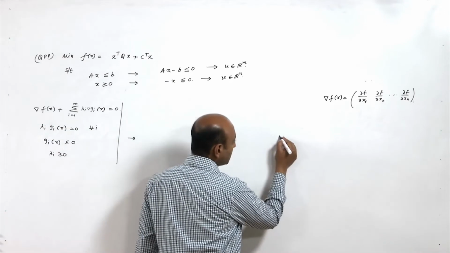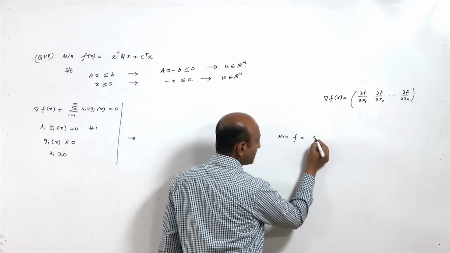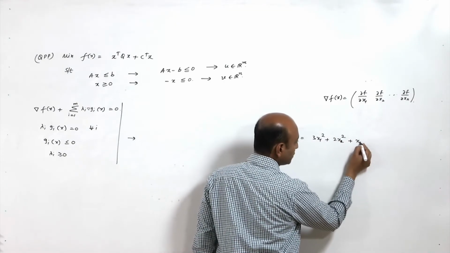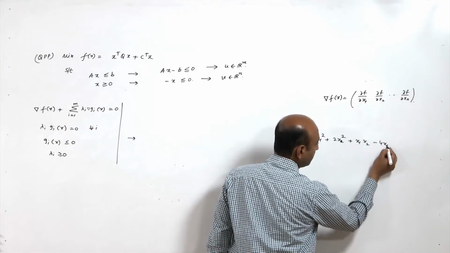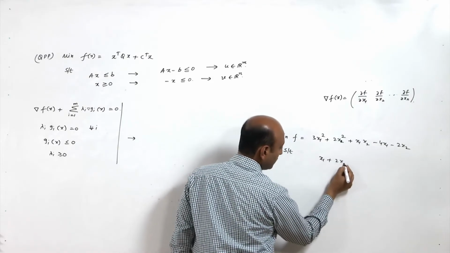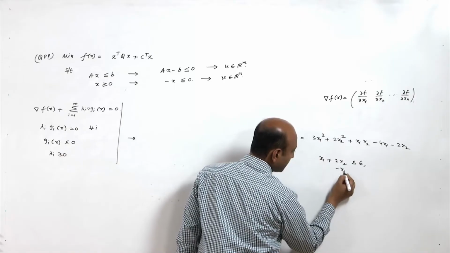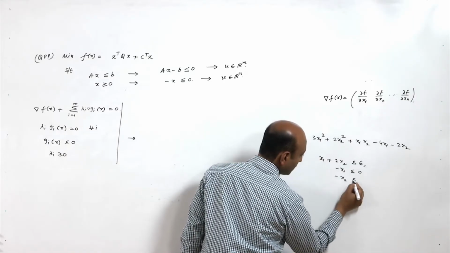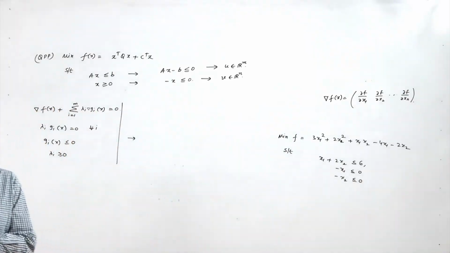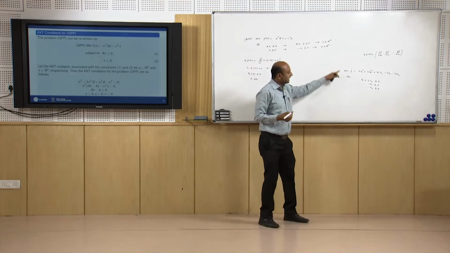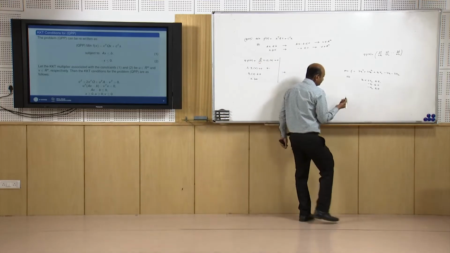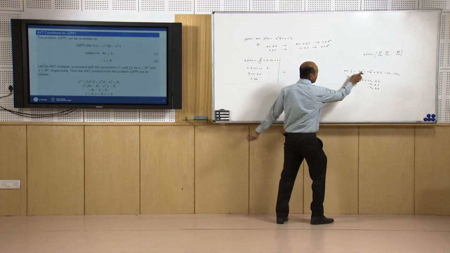Suppose the objective function is minimum of 3x1 square plus 2x2 square plus x1 x2 minus 4x1 minus 2x2, subject to x1 plus 2x2 less than or equal to 6, minus x1 less than or equal to 0, and minus x2 less than or equal to 0. Suppose we have this QPP. So, what are the KKT conditions for this problem? Writing these KKT conditions, we will then write the KKT condition for the general QPP.